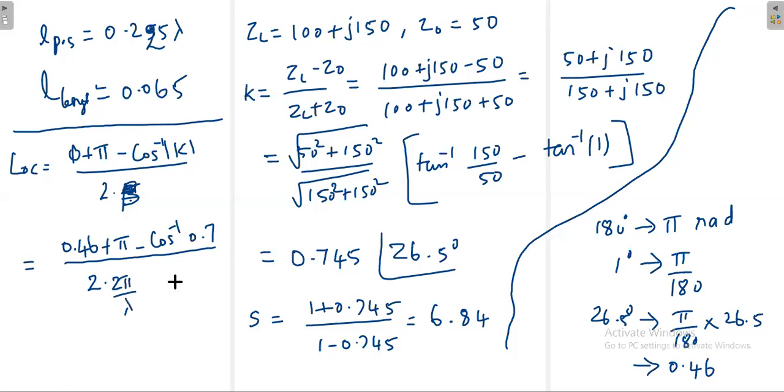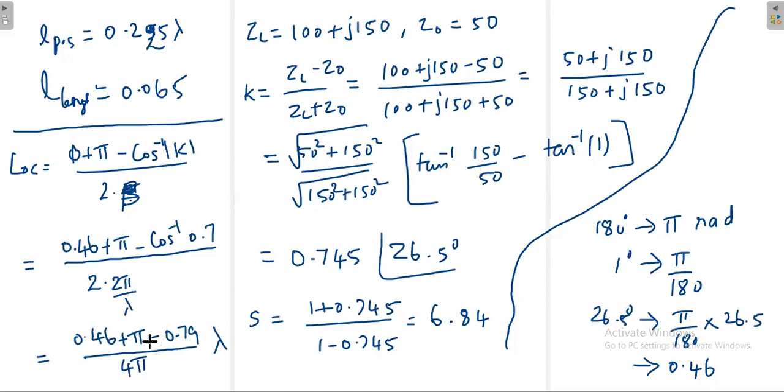Okay. What value is coming, sir? What is the value of cos inverse of 0.7? 0.795. Take 0.79. Okay, divided by 4 pi. Again lambda I can take it common.